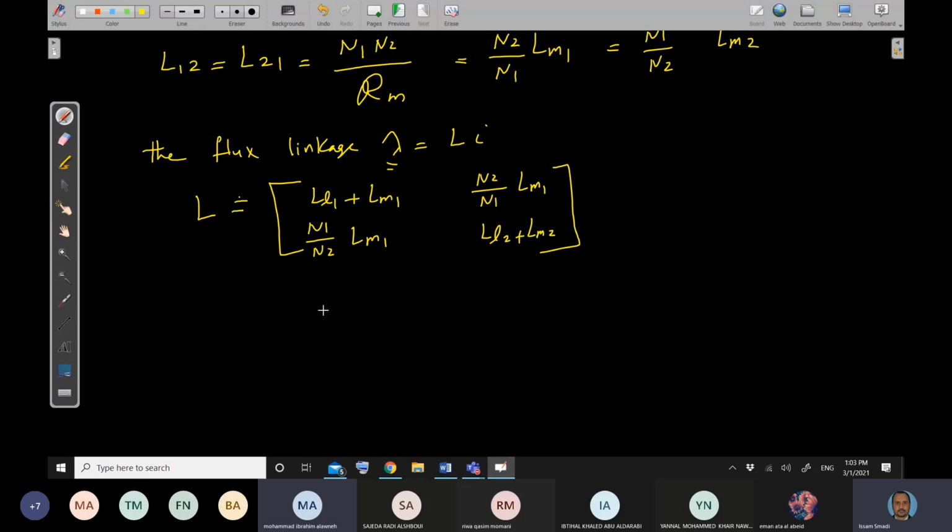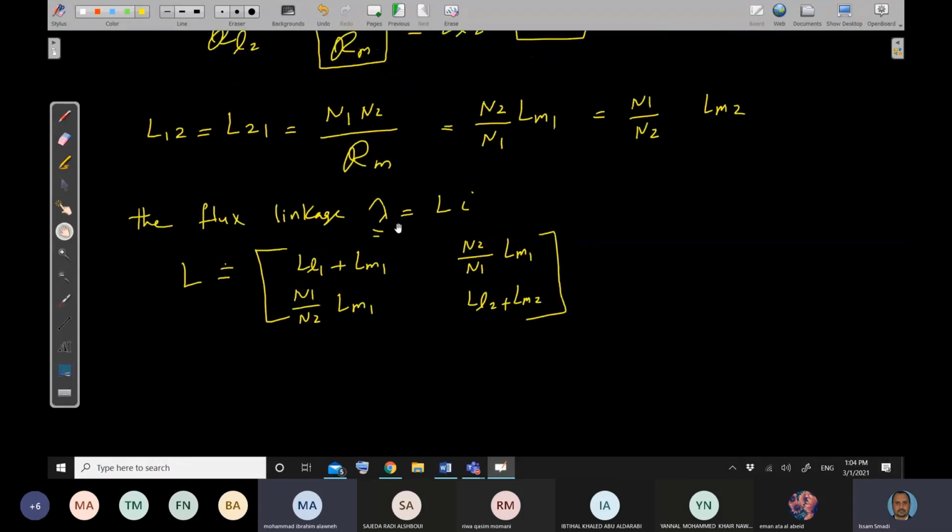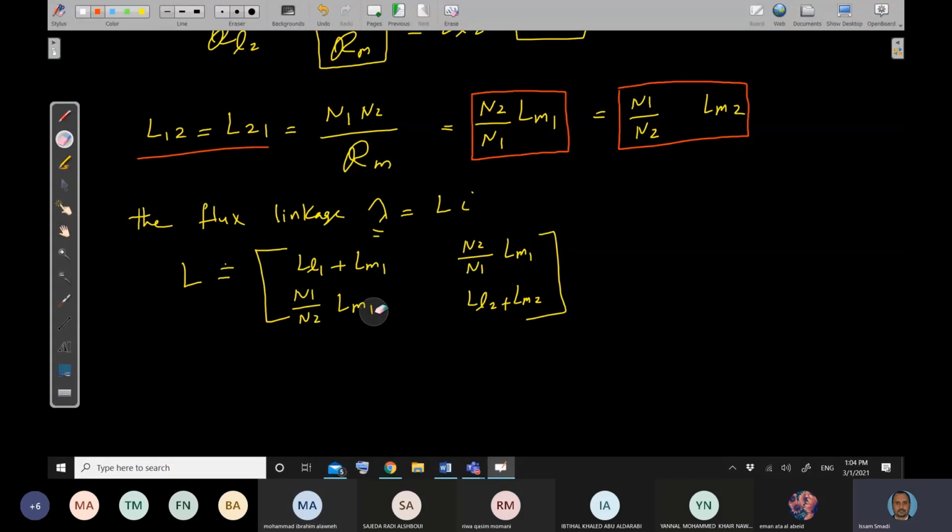Yes, you said L12 equals L21, so why in the matrix did you change it? I'm not changing anything. It's the same. It should be N2 over N1 Lm1. Now this one is equal to this one, yes or no? In the matrix you changed them, so Lm1 is repeated twice. This is my mistake, thank you. This is the Lm2. Good. It was a typo error.